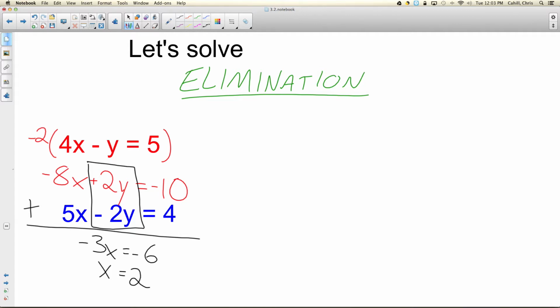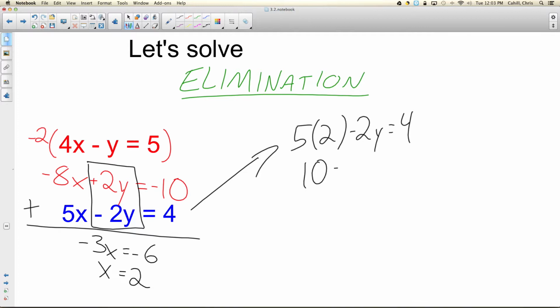Plug x in. Doesn't matter where? No. So where do you want to plug it in? As long as you plug it in where it says x. So Scott, which one would you like to plug it into? I would plug it into the 5x minus 2y. Let's do it. So we plug that in, so we get 5 times 2 minus 2y equals 4. So here we get 10 minus 2y equals 4.